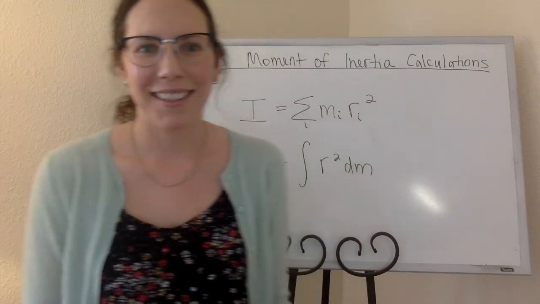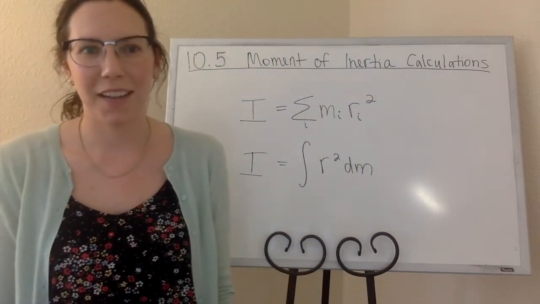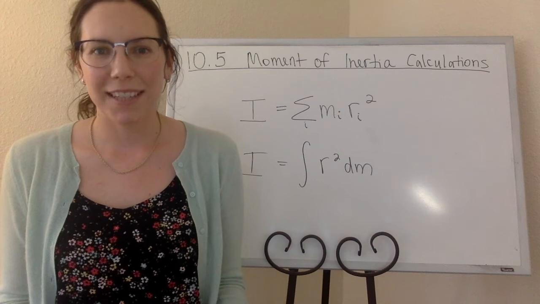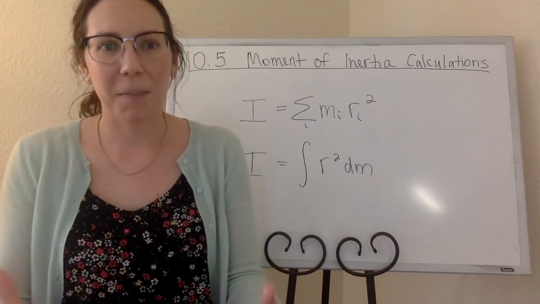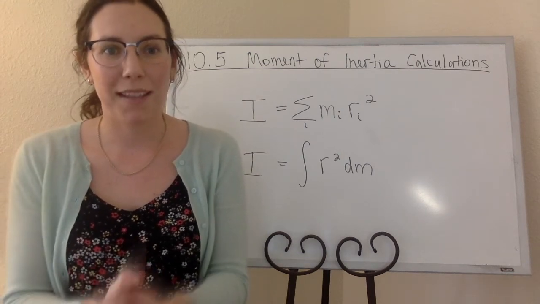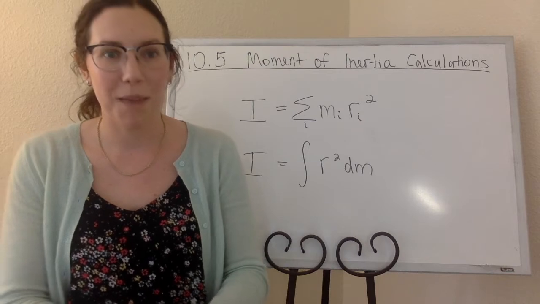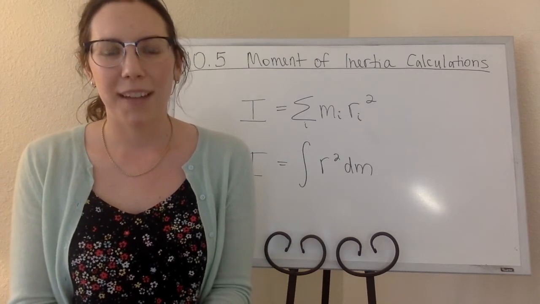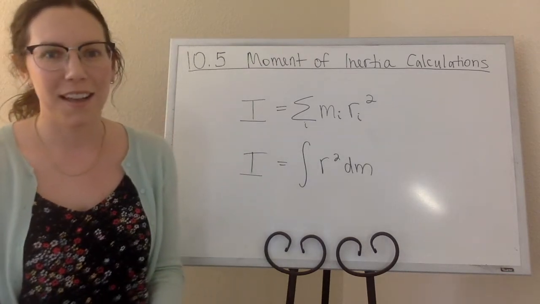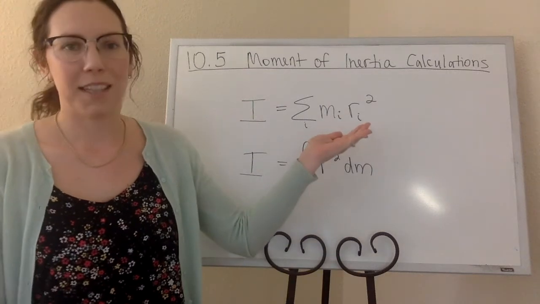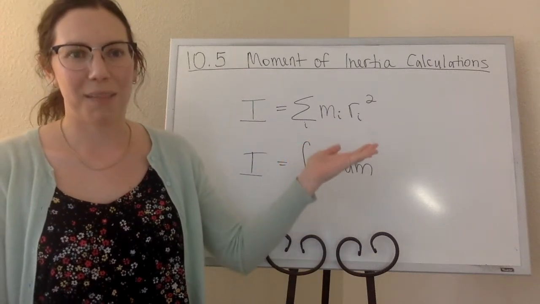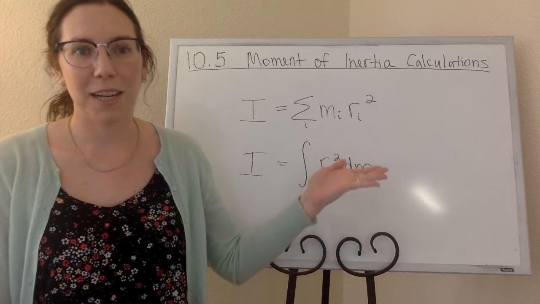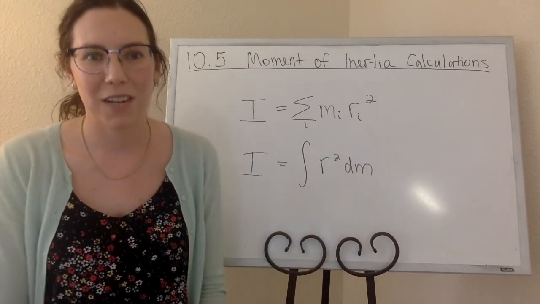Okay, let's start 10.5, moment of inertia calculations. Previously I said that if we can separate a rigid body or a mass distribution into its individual mass elements, then we can find the moment of inertia by summing over m_i r_i squared. So the mass element times its radial position to the axis of rotation.